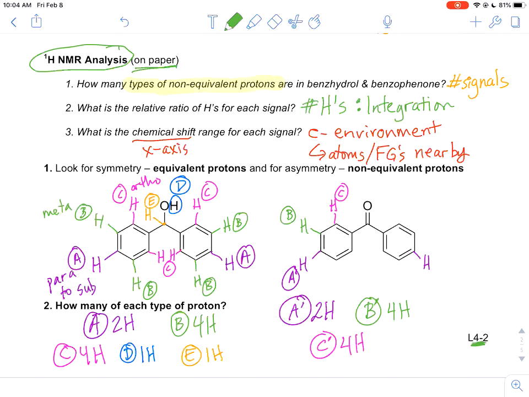And then finally, the electronic environment is going to tell us what atoms or functional groups are nearby, based on the chemical shift, or the x-axis, this guy here.